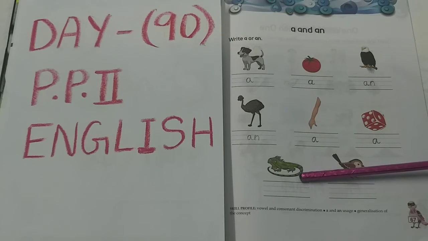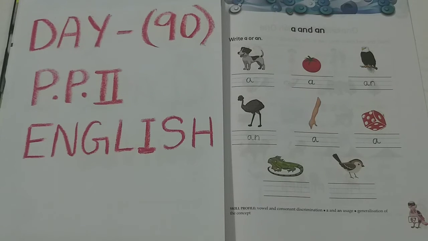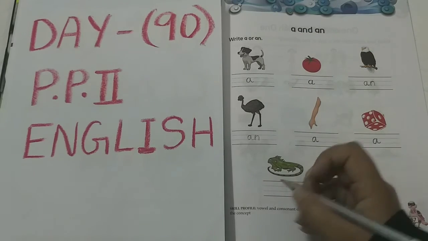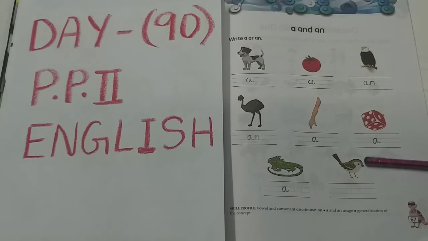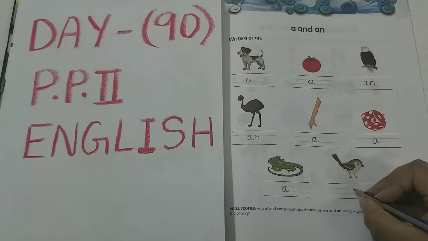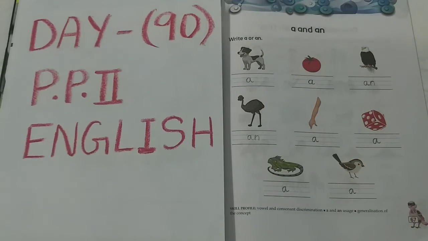See next, chameleon. Chameleon begins with letter C. So, is C a consonant or a vowel? It's a consonant. Before a consonant, which one will we use, a or an? We will use a. That is a. A chameleon. Next is bird. Bird begins with B sound. B is the sound of which letter? Letter B. So, B is a consonant. Before a consonant, we will write a. A bird. Children, hope you have understood.